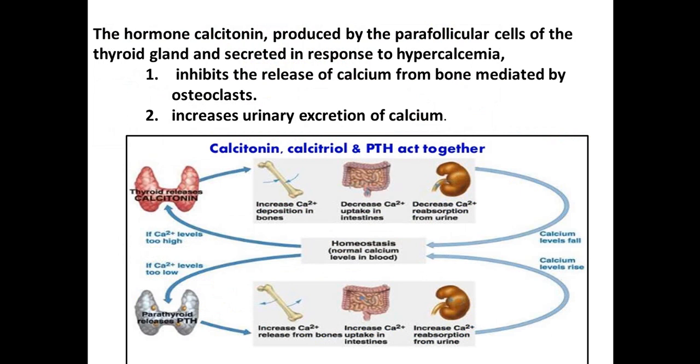We have another hormone we call the calcitonin. Calcitonin is produced by the parafollicular cell of the thyroid gland, and secreted in response to hypercalcemia. If the calcium level is high, the calcitonin will be produced from the parafollicular cell, as we said, of the thyroid gland to inhibit release of calcium from the bone mediated by osteoclast and increase urinary excretion of calcium to get rid of the excess amount.